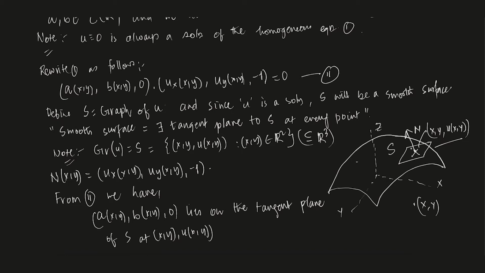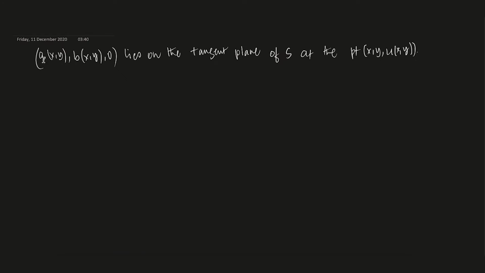So at the point (x, y, u(x, y)) there is a tangent plane, and it means that the vector (A, B, 0) lies on the tangent plane, because the dot product of this vector with that normal is 0. And this holds for any point (x, y), an arbitrary point in R2. Since (A, B, 0) lies on the tangent plane of S at the point (x, y, u(x, y)), we can use this information to actually find what S is. S is the graph of u, and u is the unknown. So if we can somehow get to know what S is, we can extract what u is from there.